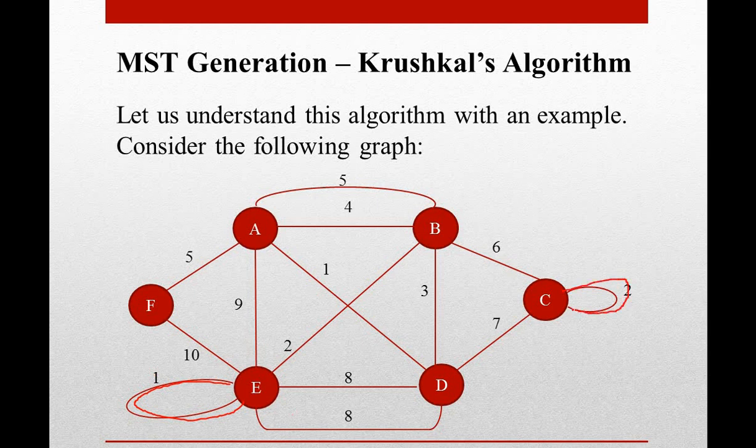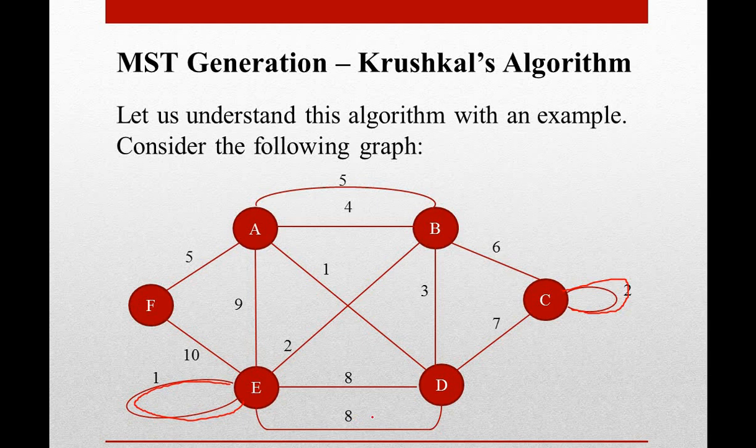C is also connected to itself. And these are parallel edges. A, B are connected with 2 edges. One is with weight 4 and one is with weight 5. And D, E are also connected with 2 edges. One is with weight 8 and the other is also 8.